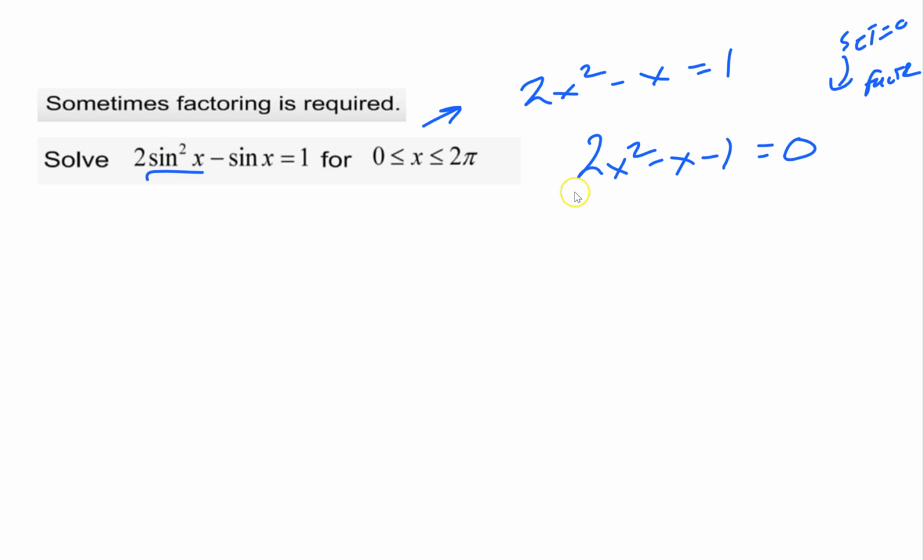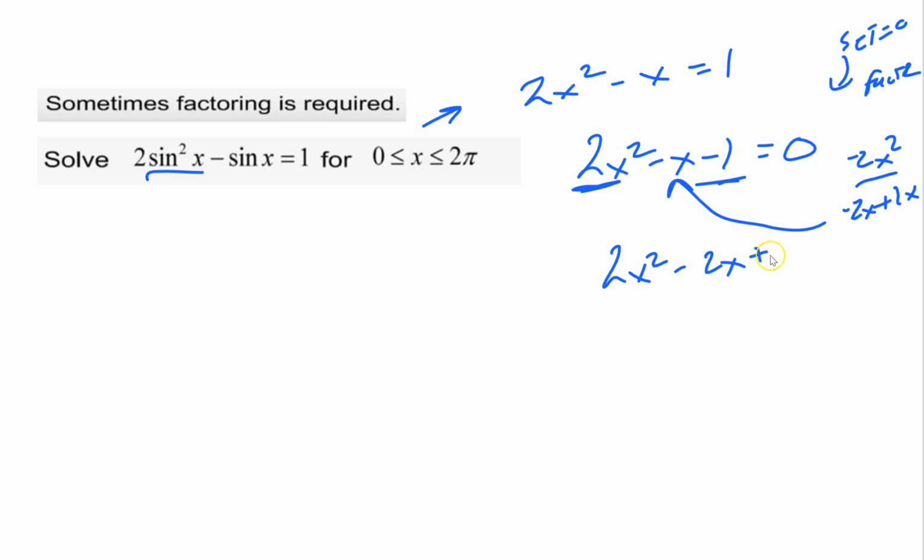Now we got to factor that. Again, I don't care how you factor it. I tend to factor it this way. Find the two things that multiply to get negative 2 and add to get negative 1. Negative 2x and positive 1x. Plug it in for the middle. These have a 2x in common, 2x times x minus 1. These have nothing in common, so pull out the 1. There's always a 1 in common.